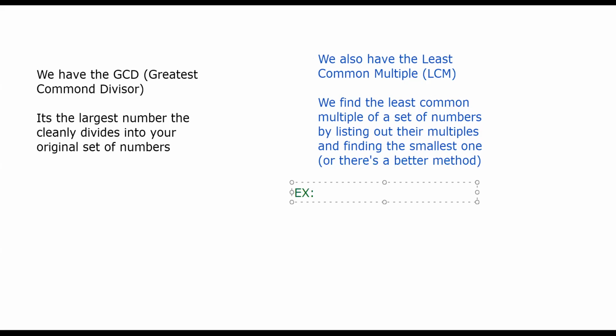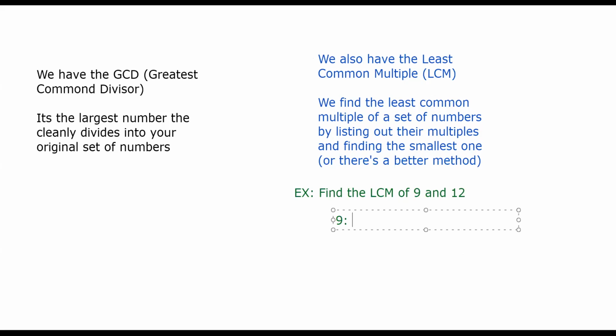So for an example, let's find the LCM of 9 and 12. So what I'm going to do is take 9 and list out some multiples of 9. In other words, I'm going to be counting by nines. 9, 18, 27, 36, 45, 54, 63. Again, here's where remembering your 12 by 12 multiplication table is mega helpful.